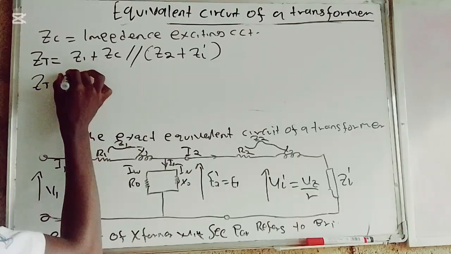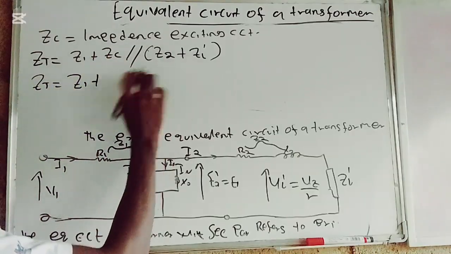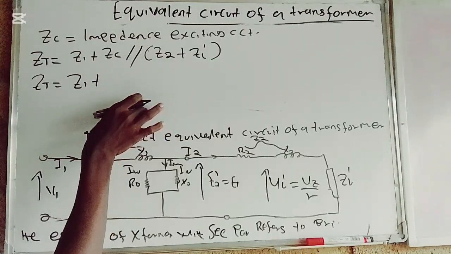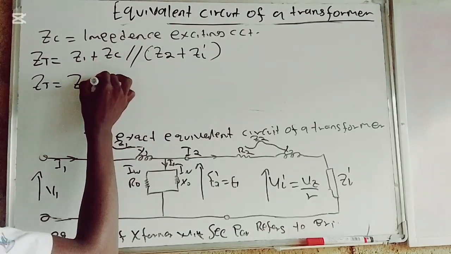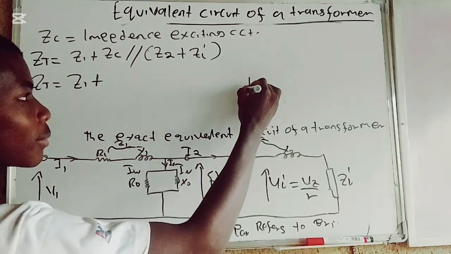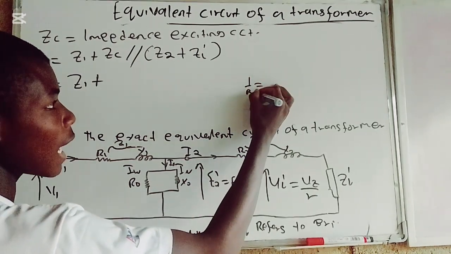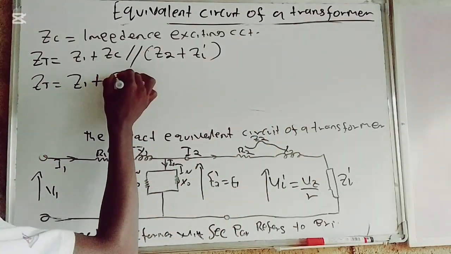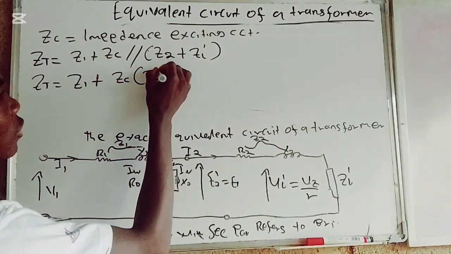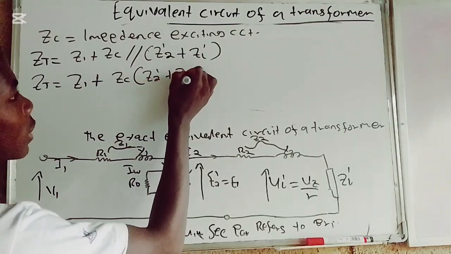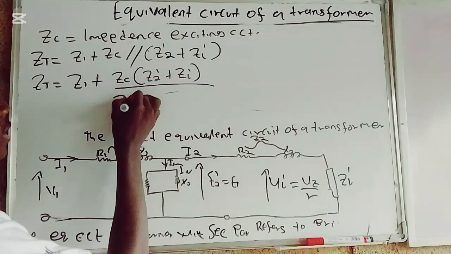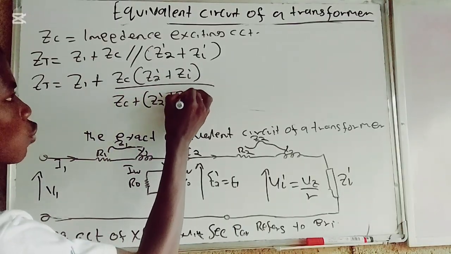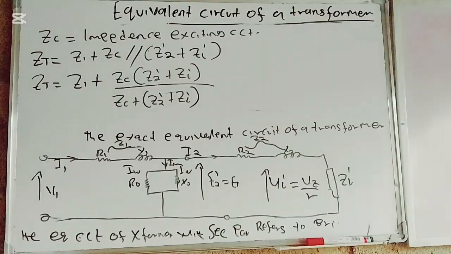So the ZT should now be equal to Z1 plus this. This and this are in parallel. So I have to multiply them and divide by the addition. According to parallel resistance, 1 over R total is equal to 1 over R1, 1 over R2, up to 1 over RN. So this is the same thing as ZC multiplied by Z2 prime plus ZL prime, all divided by ZC plus Z2 prime plus ZL prime.